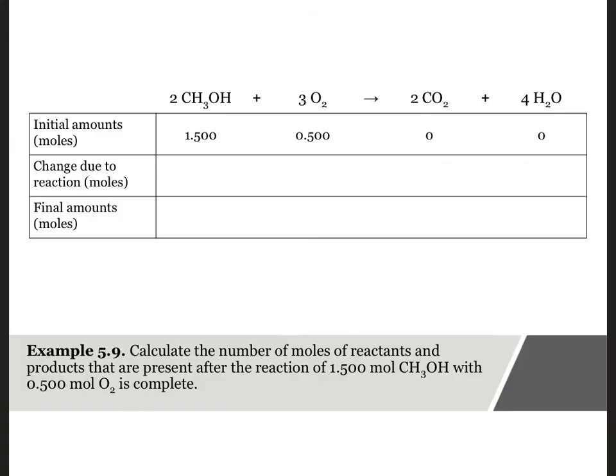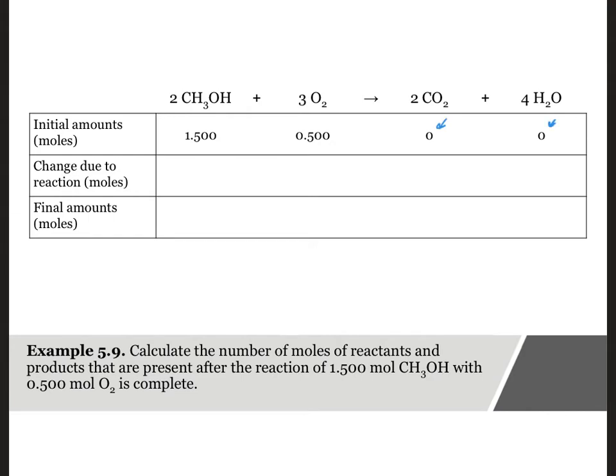Using our previous example, let's calculate the number of moles of reactants and products that are present after the reaction is complete. The easiest way to keep track of everything is to add it to a table, which I've constructed here. I've noted the initial amounts in moles. We'll add the change of moles due to the reaction, then the final amounts after the reaction goes to completion. Since nothing is said about the amount of products, we'll assume they are both zero.